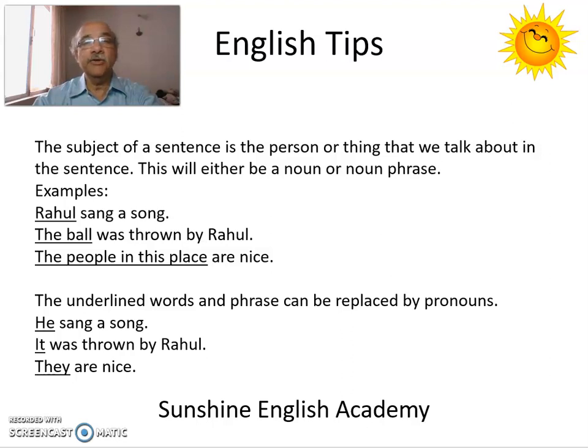Rahul sang a song. Here we are talking about Rahul. So Rahul is the subject of the sentence. And we say that Rahul is the subject of the verb sang because the subject is always the subject of the verb and the object is the object of the verb. The ball was thrown by Rahul.